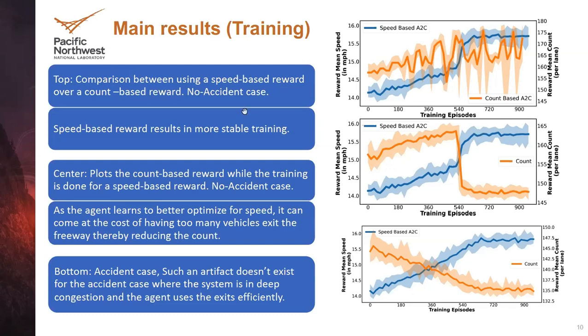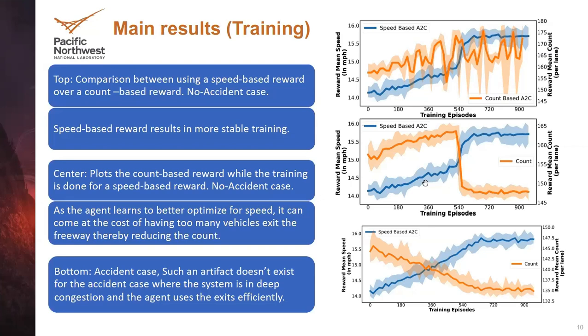The main thing is the count-based reward did not lead to stable training. There is a lot of instability in the training, as you can see from the figure on the top. It turns out that using the surrogate, which is a speed-based reward, was more stable. So we ended up using that for our optimization. What I'm showing in the center figure is using the speed-based reward for optimization. But while that happens, we also plot the count-based reward.